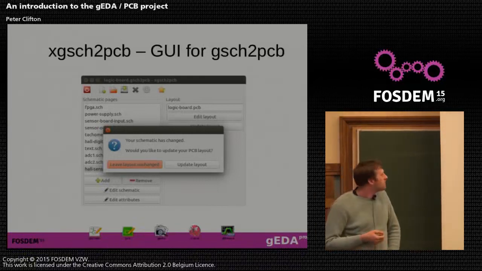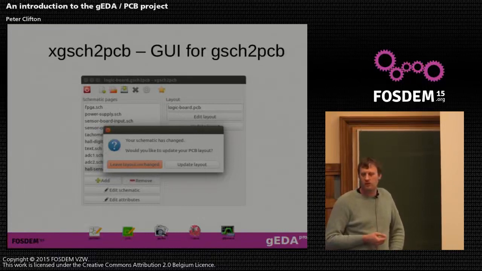PCB features a DRC check, a gridless autorouter, and an experimental topological autorouter, which I probably wouldn't recommend using for anything other than small 1-2 layer boards.